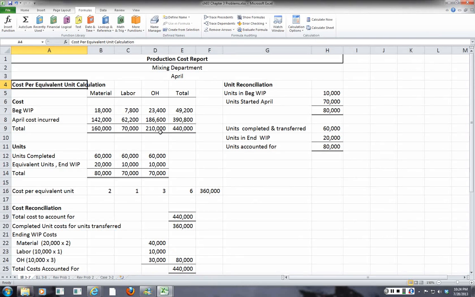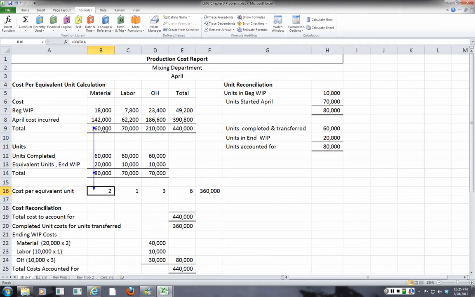Then we found out that we had completed 60,000 units in the mixing department. And then for the work in process in the ending inventory, there are equivalent units. In material, it's 100%. Material is always 100%, but it's 50% for labor and 50% for overhead, so you have 10,000 units for each one of those. They're equivalent units, and you add those together and you come up with 80,000 for material, and 70,000 each for labor and overhead.